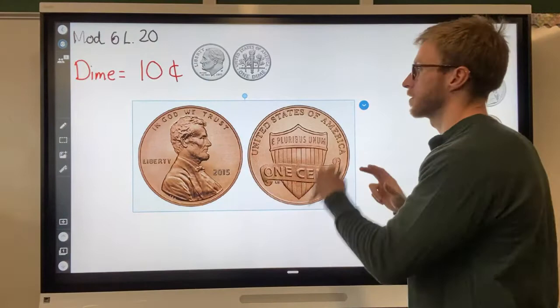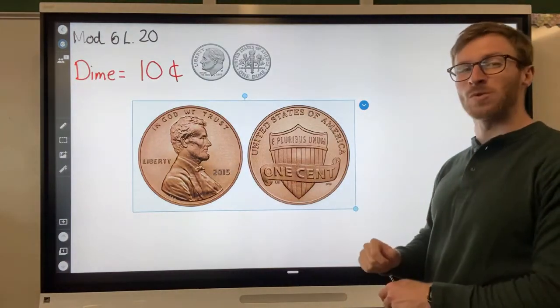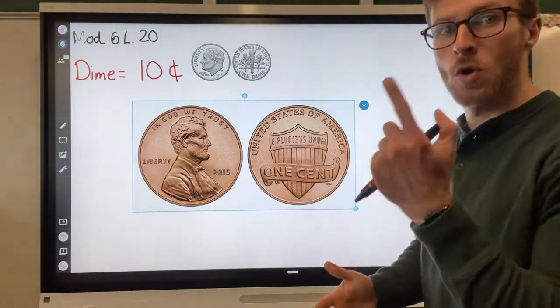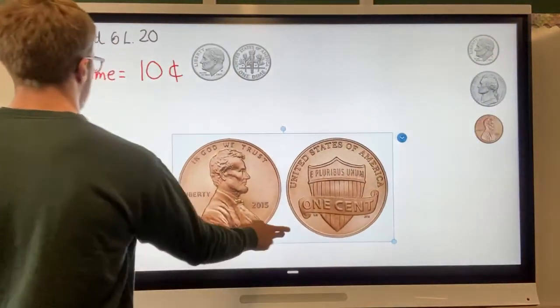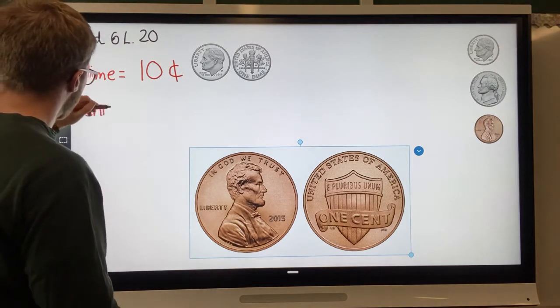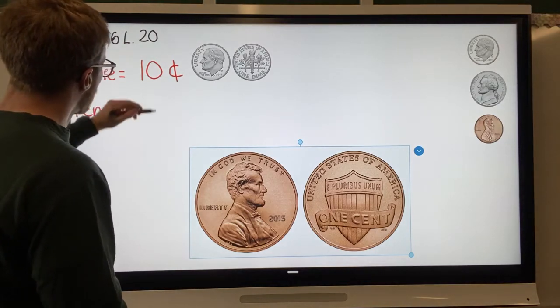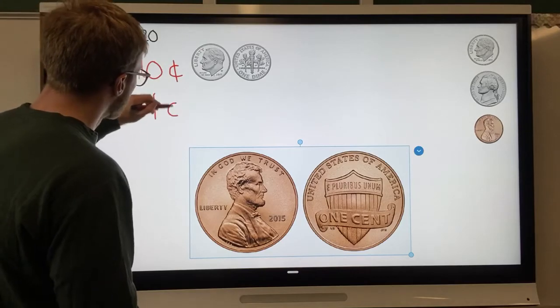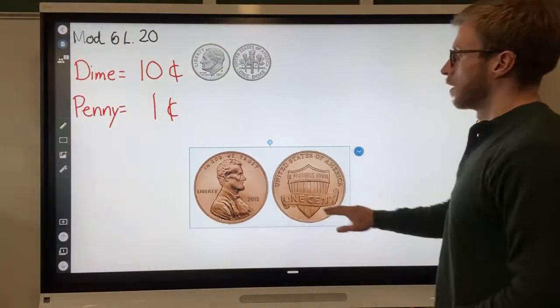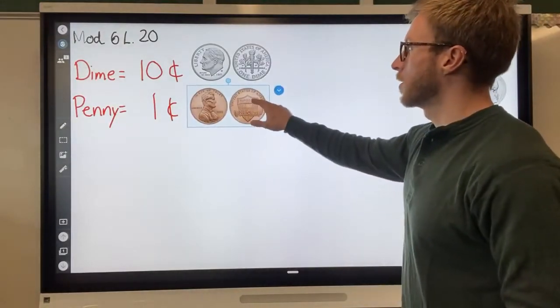So heads, tails, a penny. Does anybody know how much a penny is worth? How much money is it? A penny is worth 1 cent. So down here, I'm going to write penny equals 1 cent. All right. I'll put this one right up here.